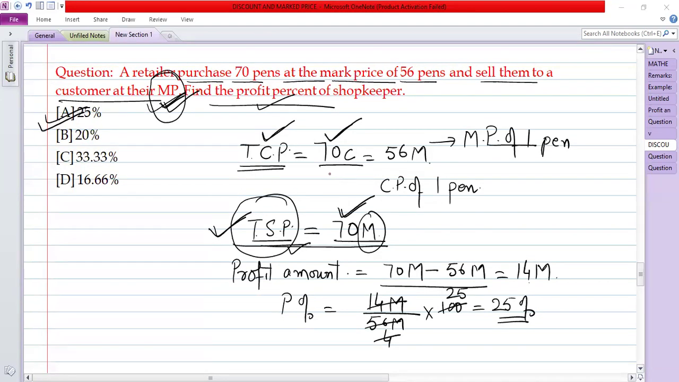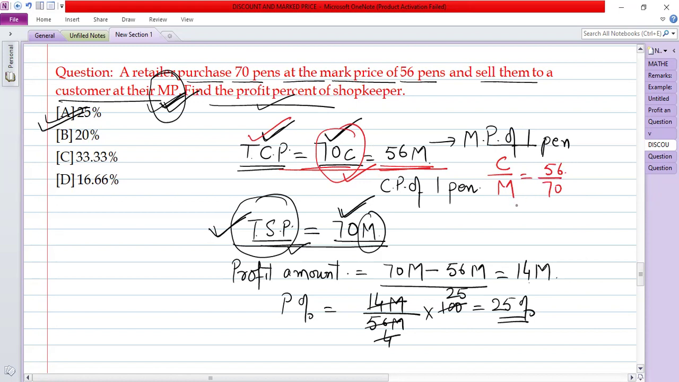There is an alternative way to solve this question. Once we write this equation that 70C is equal to 56M, this is our total cost price. So from here, we can write this ratio, C ratio M. It will be nothing but 56 upon 70. We can write this ratio. One can very well see.